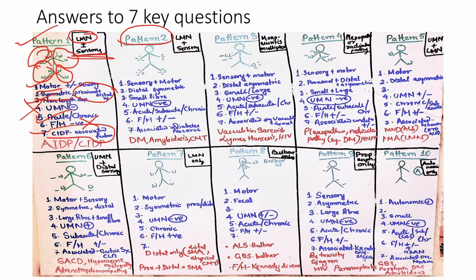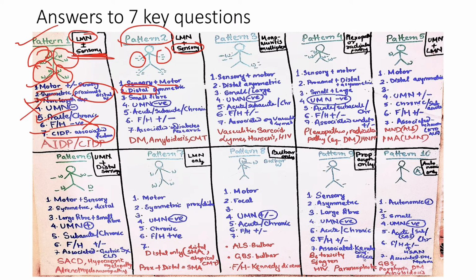Now we have another pattern. This is known as pattern 2. Here we add this sensory component to it. We have LMN weakness, but we add the sensory component to this. So it is sensory plus motor, but what is important here is that it is only distal. That means it is a neuropathy. Whenever the disease affects only distal, that suggests a peripheral neuropathy.